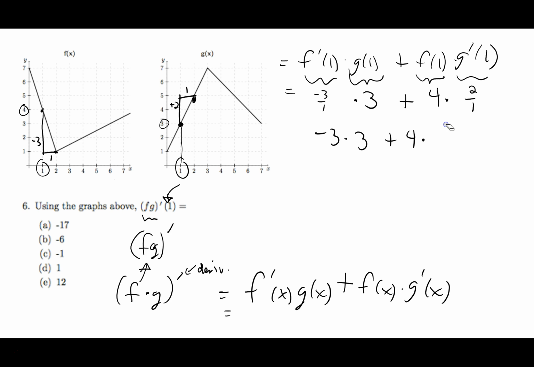And so we'll be multiplying by 2, for a final answer of negative 9 plus 8, so we get negative 1. Letter C. Okay, so we're just executing the product rule, the quotient rule, but using it without actual formulas for the functions, using it with the graph.